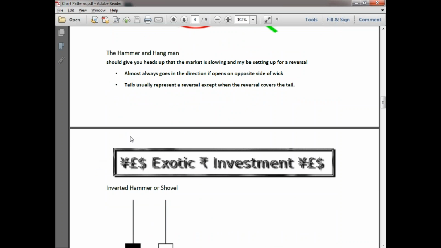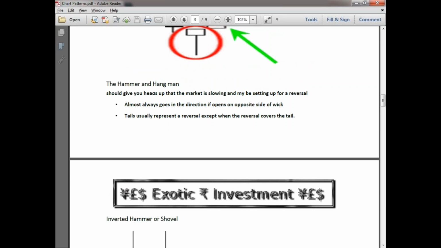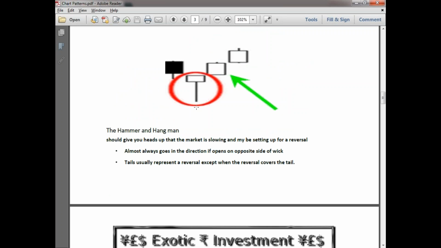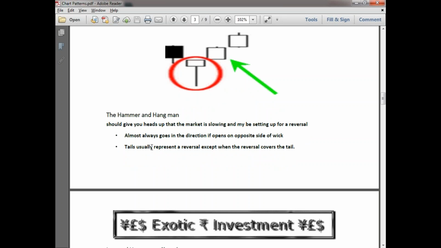Okay, so the hammer and the hangman should give you a heads up that the market is slowing and maybe setting up a reversal. It almost always goes in the direction it opens, on the opposite side of the wick. So for hammers, if it opens higher, the market will go higher, and tails usually represent a reversal except when the reversal covers the tail. Okay, this is what it means.